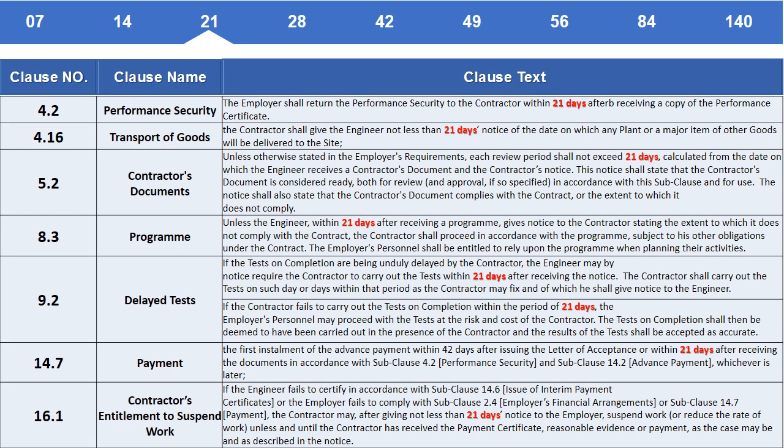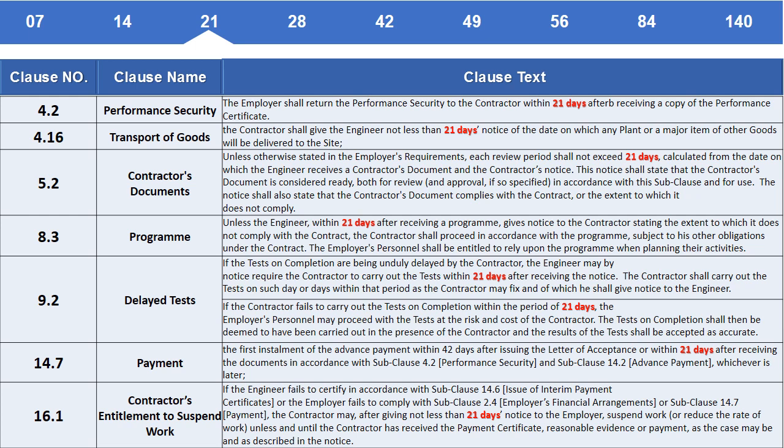Clause 8.3. Program. Unless the engineer, within 21 days after receiving the program, gives notice to the contractor stating the extent to which it does not comply with the contract, the contractor shall proceed in accordance with the program, subject to his other obligations under the contract. The employer's personnel shall be entitled to rely upon the program when planning their activities.